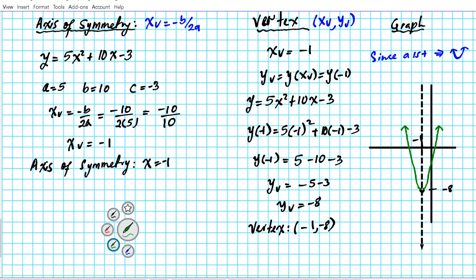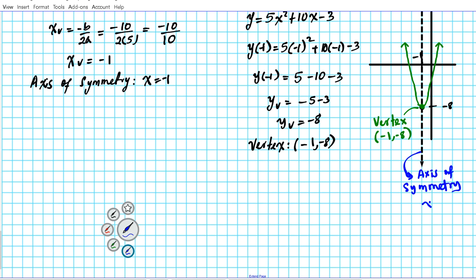So let's go ahead and label the graph. This point right here, -1, -8, is known as your vertex. For an upward opening parabola, it's like a minimum point. And this line right here that splits the graph into 2 is called the axis of symmetry. It's symmetric because you have the same thing on both sides of the axis. And the axis of symmetry in this particular problem is x equals -1.